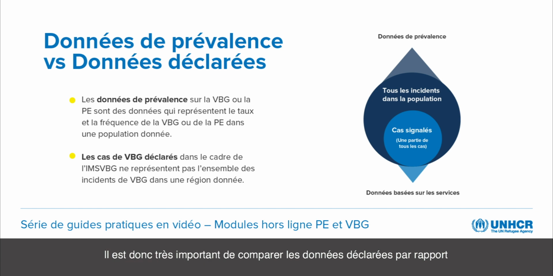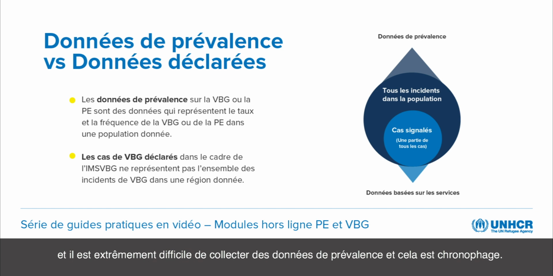So it's really important to think about reported data versus prevalence data, which is all incidents in a population. Prevalence data is basically if you were to say that 25% of women in this context have been subjected to gender-based violence, that is a prevalence data statement. That is saying that 1 out of 4, theoretically, based upon specific data collection, have been subjected to violence. There's a very big difference between these two types of data.